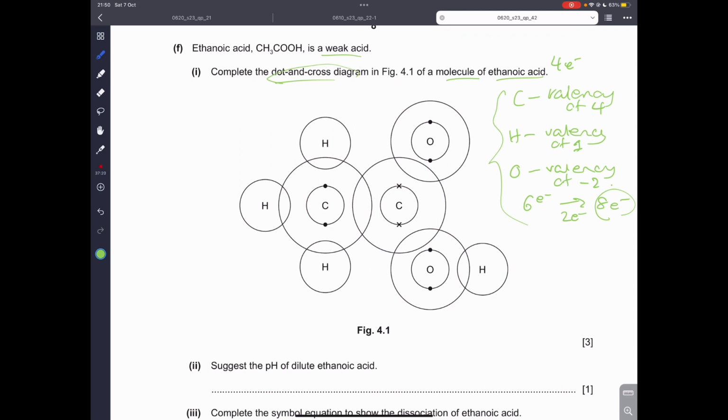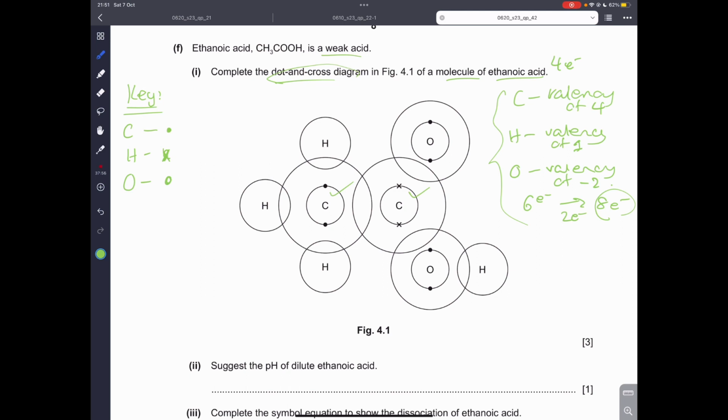So they have drawn the inner shells already. We have to draw the outer shells. And usually it would be nice for the examiner if you write a key for it. So for example, carbon, we are going to represent by a circle. For H, we are going to represent it with a cross. For the oxygen, we are going to represent it with a hollow O. So you have to write the key like this. It's not necessary, but it is better for you as well to see which one is which.